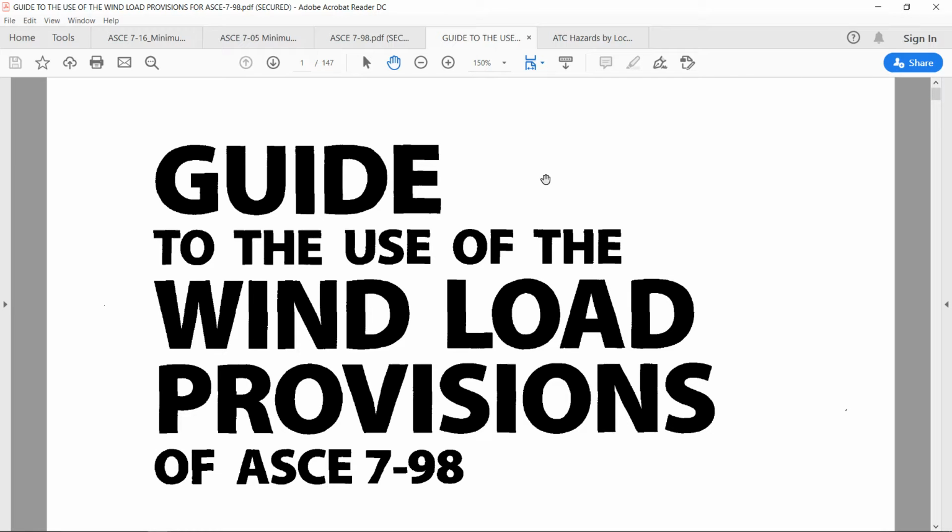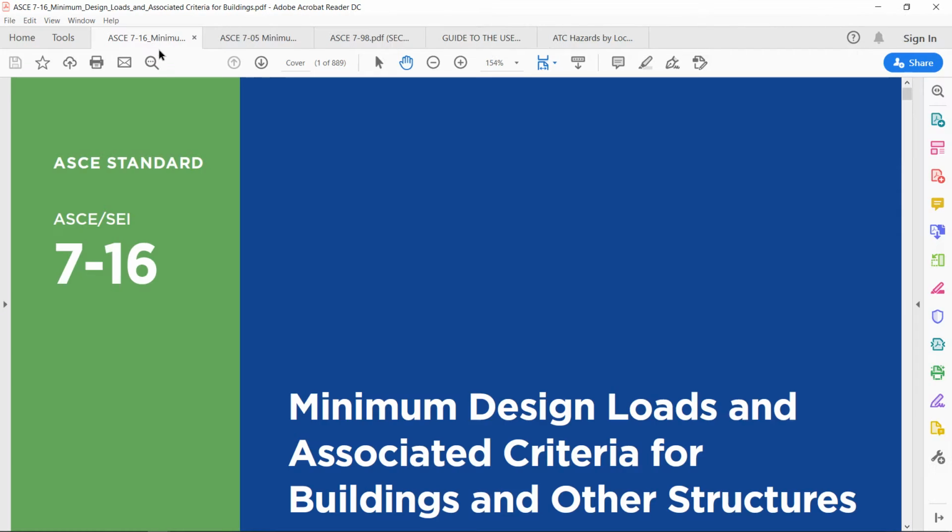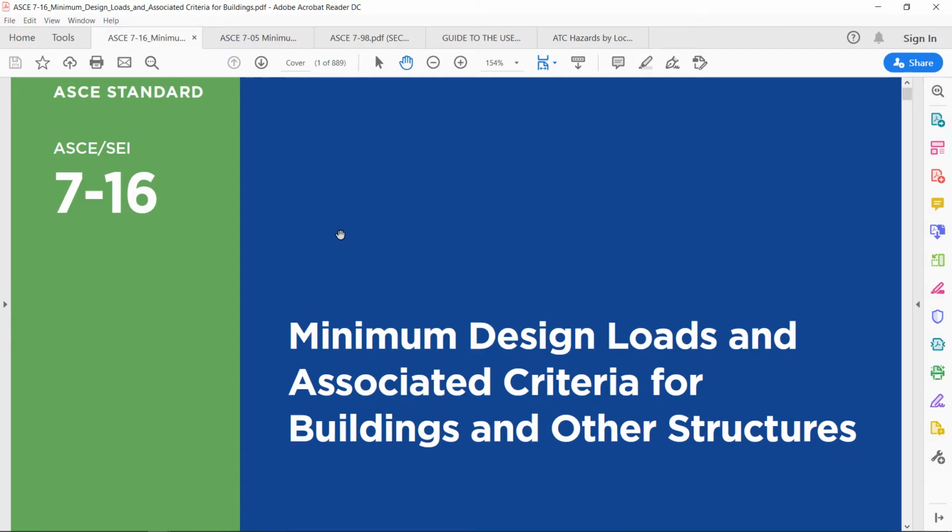In this video, I am going to calculate the wind loads manually. For that, I shall be using this guide to the use of the wind load provisions of ASCE 7-98. Actually, I shall be using the example from this guide, but I will not be using ASCE 7-98. It's a very old code. Rather, I shall be using ASCE 7-16. Now, ASCE 7-16 provisions shall be used for the same example.